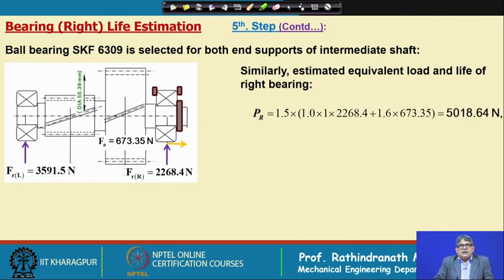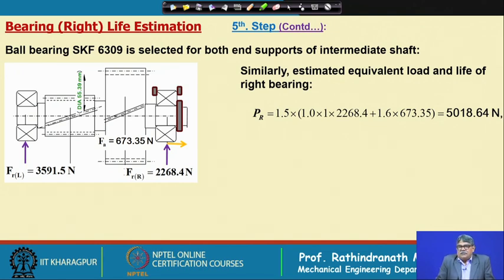First of all, we estimate the life of the other bearing, that means the right hand bearing. In this case, the race rotation factor is 1 as well, the X is 1, and the radial load is 2268.4, and the axial load acting is 673.35, which is multiplied by 1.6.